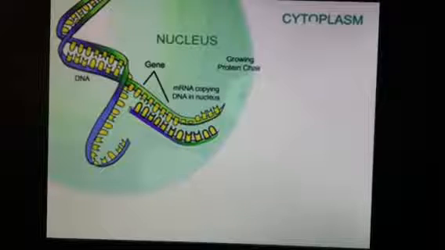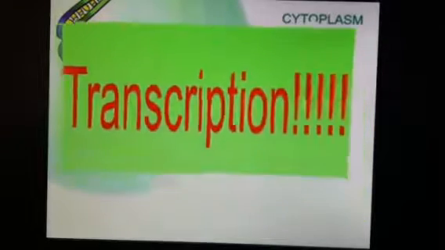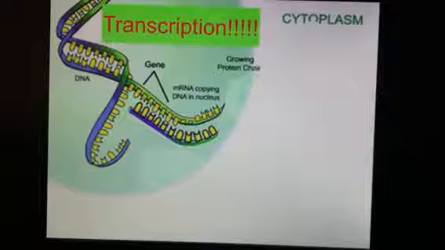The other strand, like in my picture here, the other strand of DNA that's purple, just off to the side, is called the coding strand. It's untranscribed. This process here is called transcription.